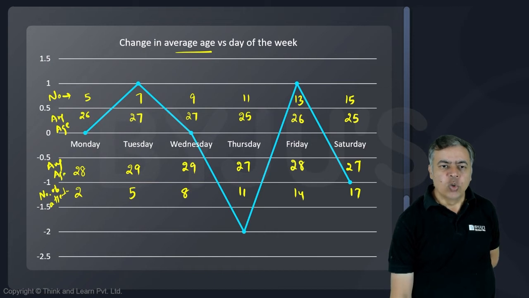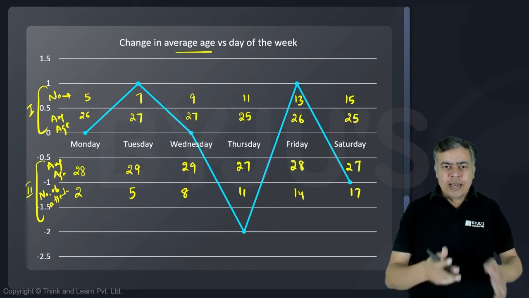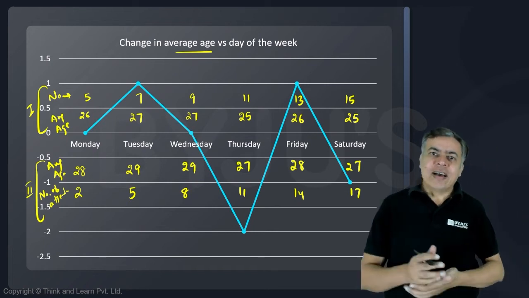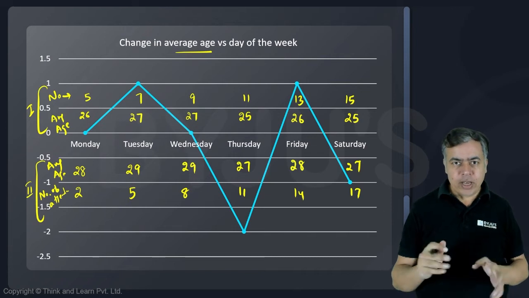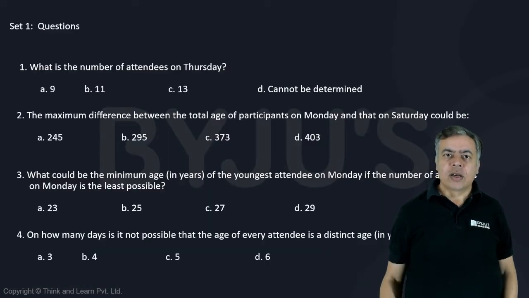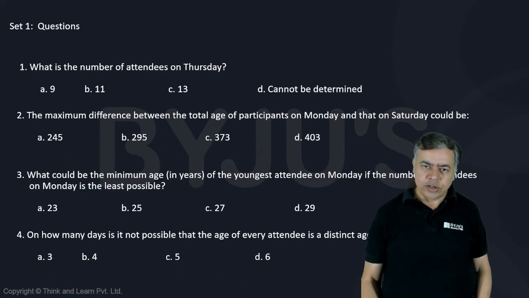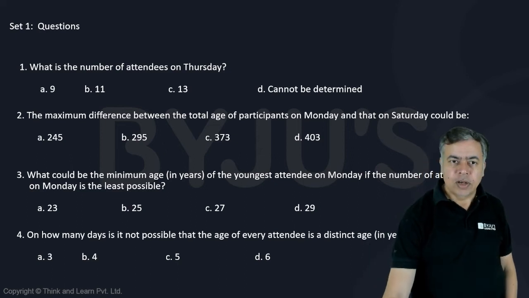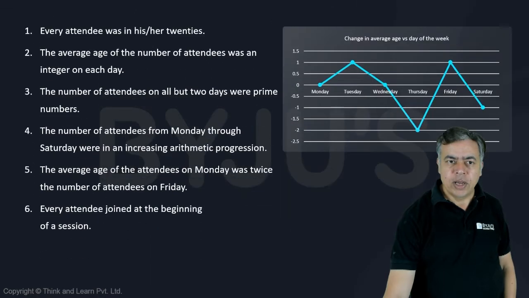So there are two cases. I have written first case here, right? Second case here. So these are the two cases, and I got the number of attendee and the average age every day. Okay, so I know that. Now we can handle the questions, and there are 4 questions on this set. Let's do it one by one.